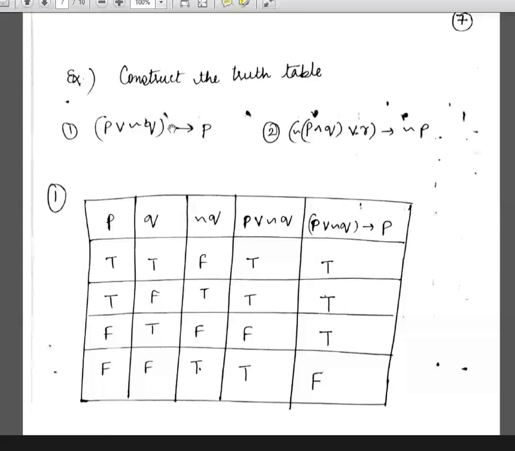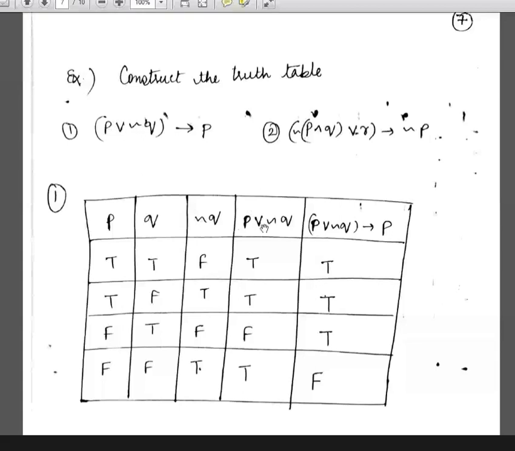So what is negation Q? It is a negation of the second column. True is converted into false, and false into true: true, false, and false, true. Now always look at the brackets. What are the brackets present? This is the bracket: P or negation Q.